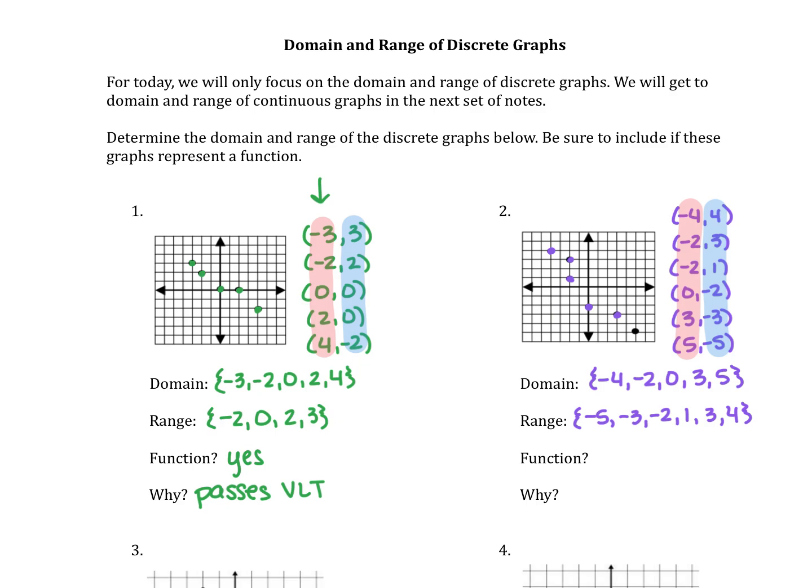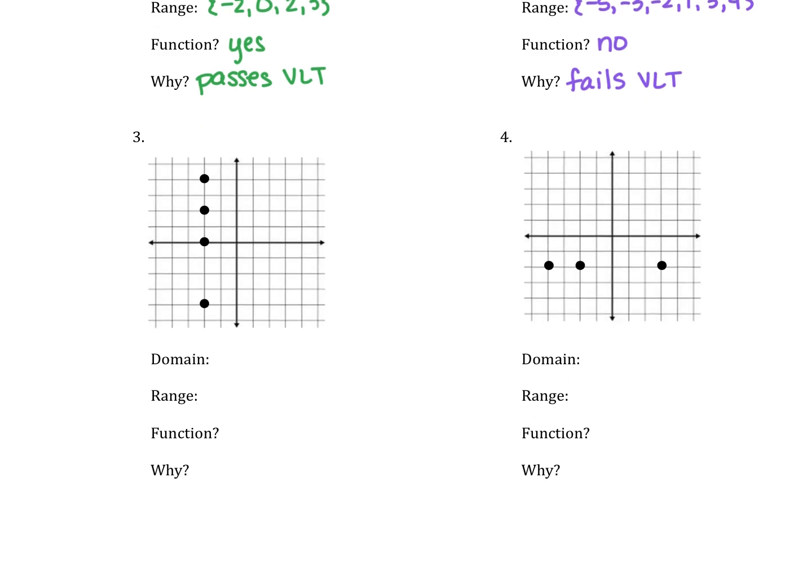Is this one a function? You can see these two align vertically, and you can see these two have a repeating x value where the y value is different. So the answer to that is no. And you can say either it fails the vertical line test, or you can say that the x value of -2 repeats with a different y value. Let's look at our last two examples.